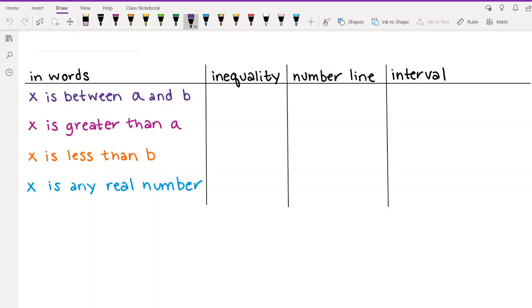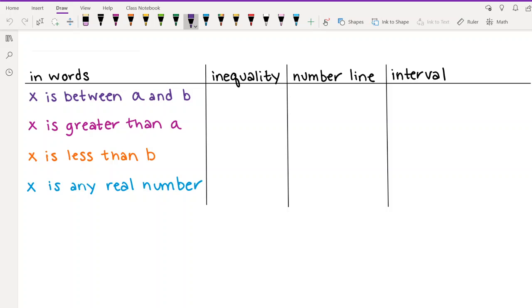Okay, so I want to fill out this table, and for each of these things, we're going to take a description that is in words. We're going to turn it into an inequality. We're also going to write it on a number line, kind of sketch on a number line, and then I'll show you what interval notation looks like.